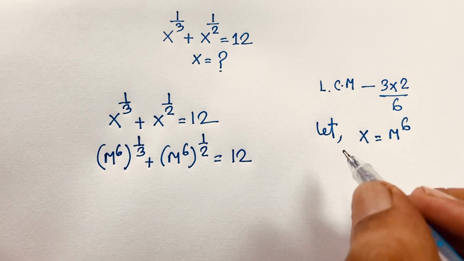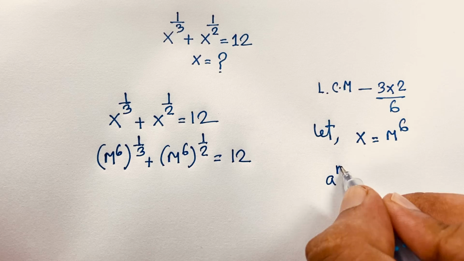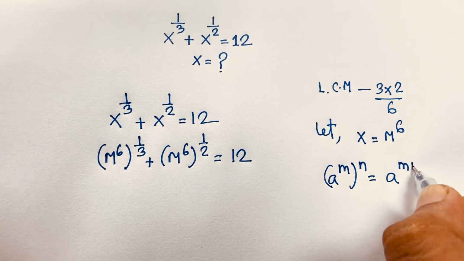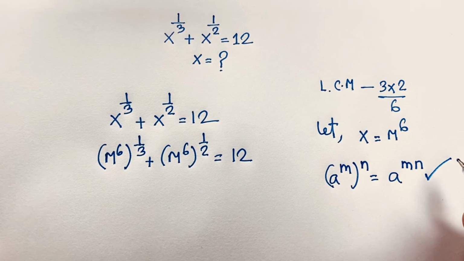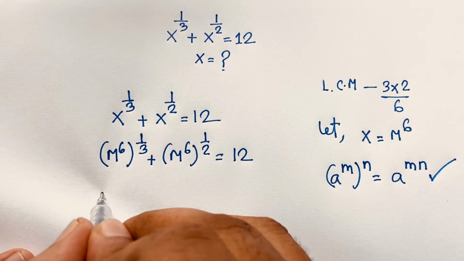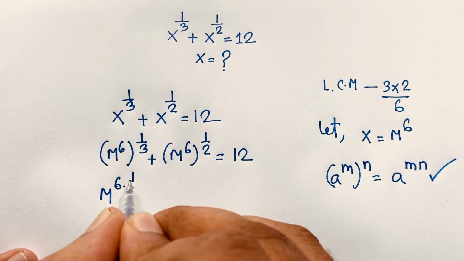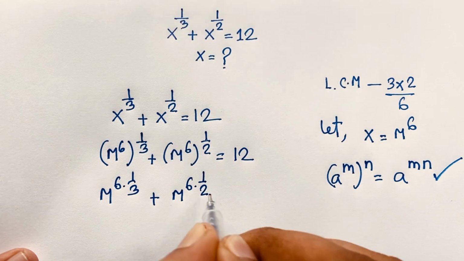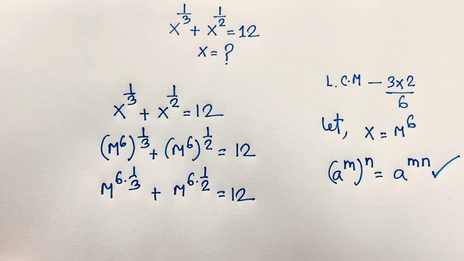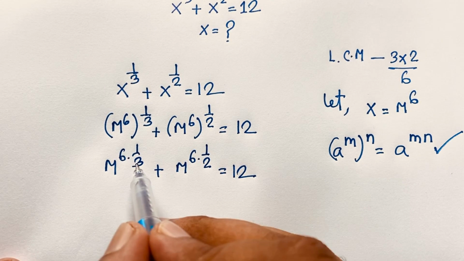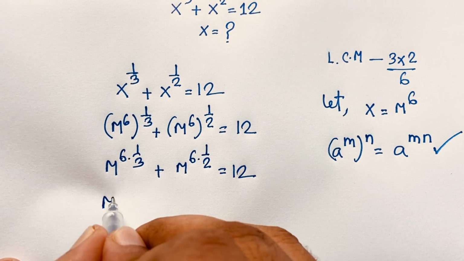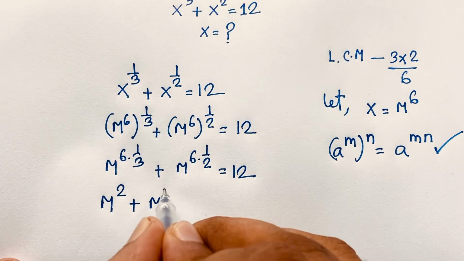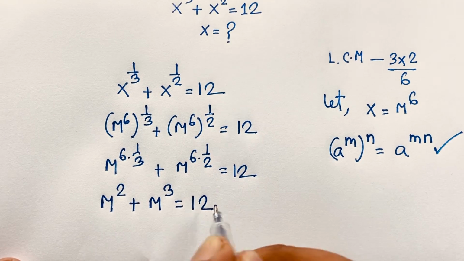Now at this moment we know the exponential law: a to the power m and whole to the power n will be a to the power m times n. According to this formula, this expression will be m to the power 6 times 1 over 3 plus m to the power 6 times 1 over 2 is equal to 12. Now here 6 divided by 3 will be 2, so we find m to the power 2, plus 6 divided by 2, it will be 3. So m to the power 3 is equal to 12.